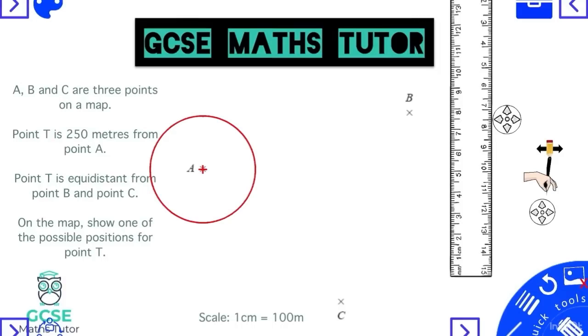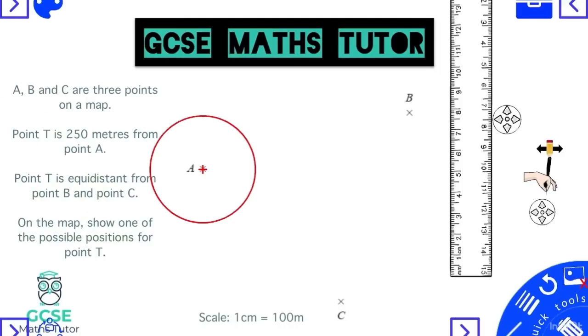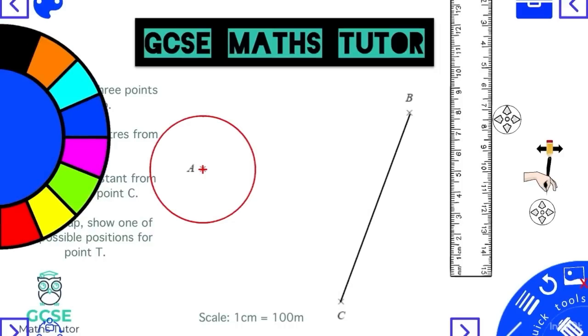So to get it to be equal distances from points B and C, we're going to have to draw a perpendicular bisector of B and C. So we're just going to have to join them up to form the line which we could call BC, and now we're going to want to draw a perpendicular bisector.